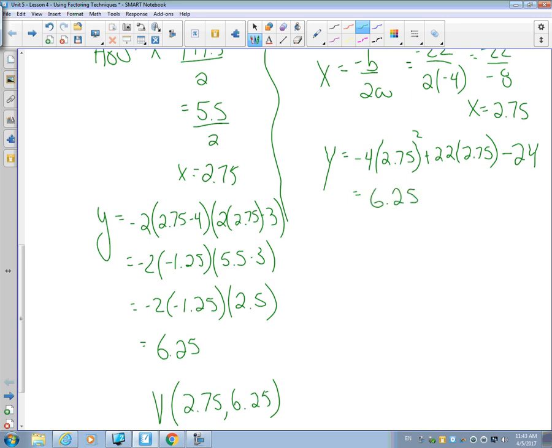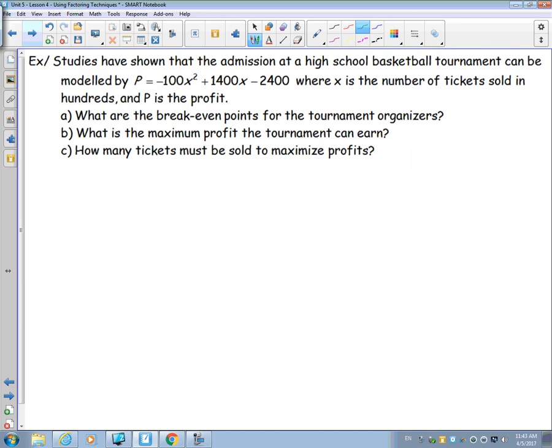So either way, I can use factored form or standard form. They're connected. They're just different formats of the exact same question, right? It just depends on what set of information you want to use. This can kind of be up to you to decide. All right, let's look at the next one.